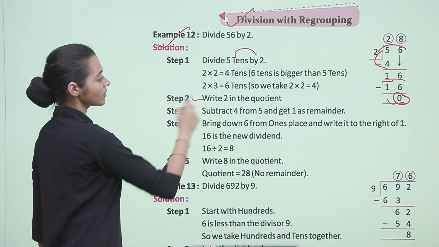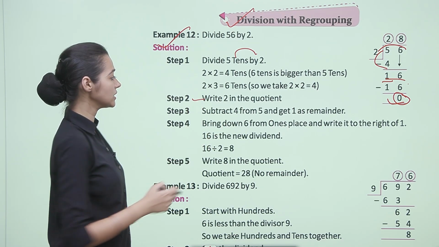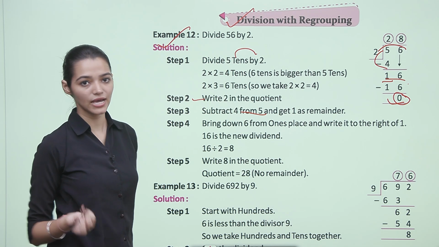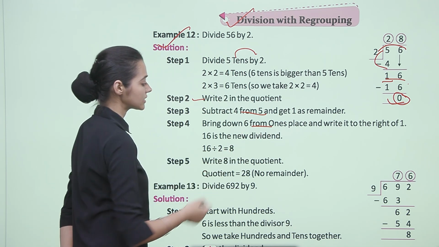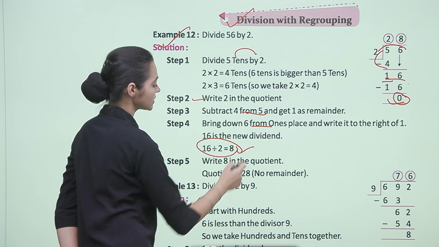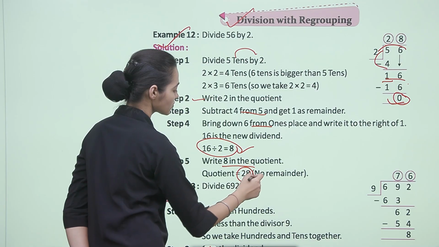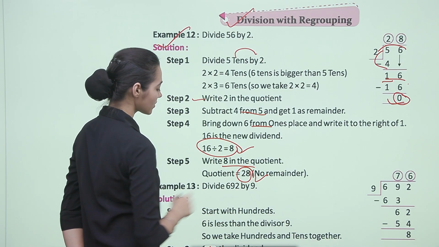Now here what we have done, we have written 2 in the quotient, then again we subtract 4 from 5 and get 1 as a remainder, then we bring down the 6, and after that 16 divided by 2 is 8, then we write 8 in the quotient and our quotient is 28 and there is no remainder.